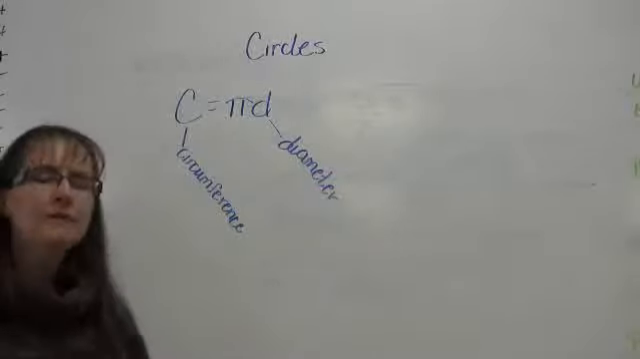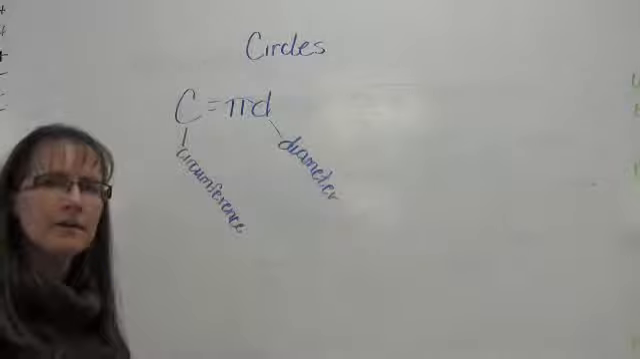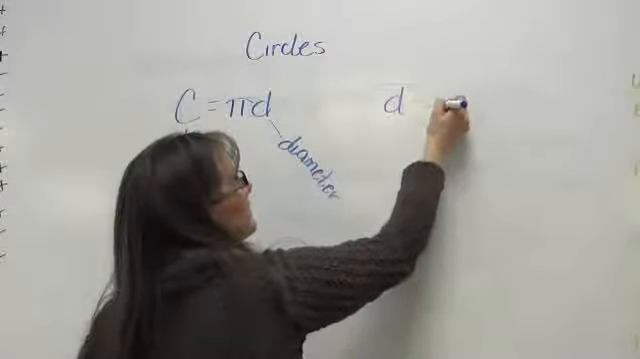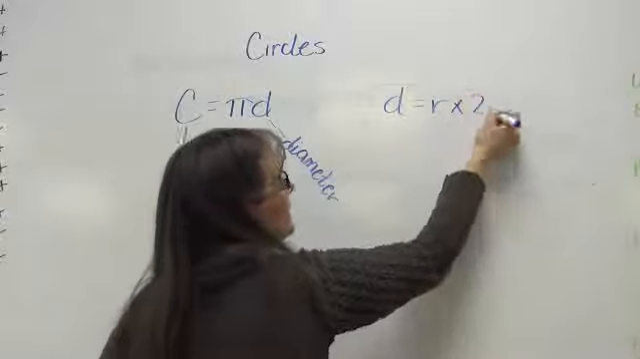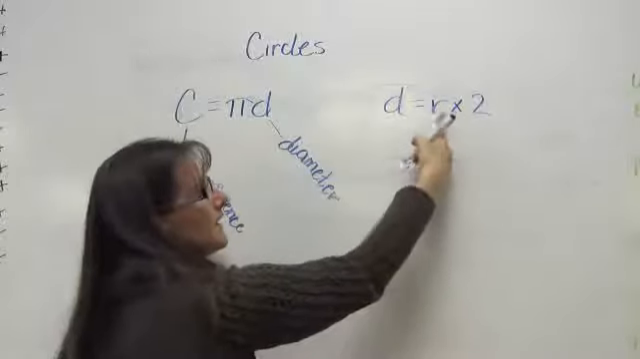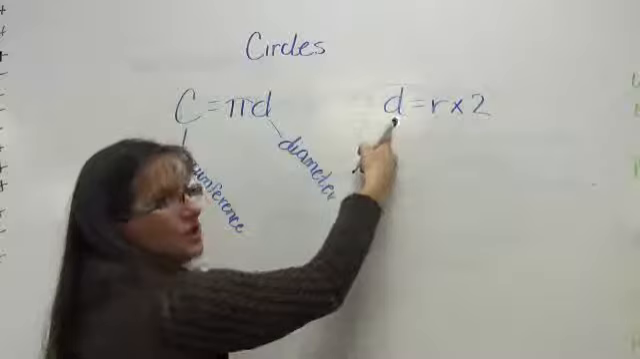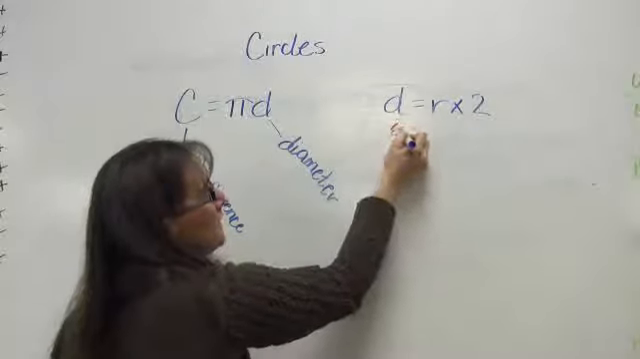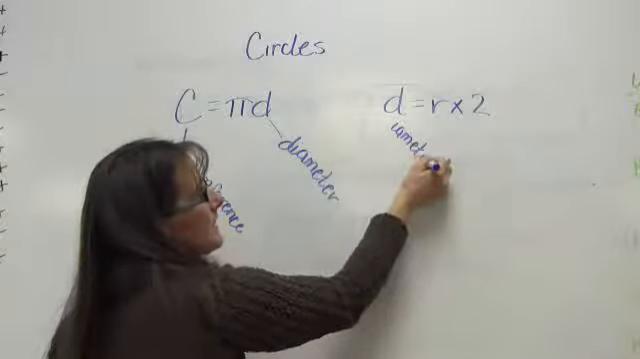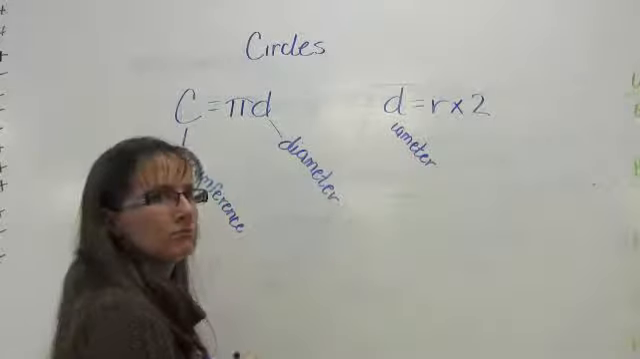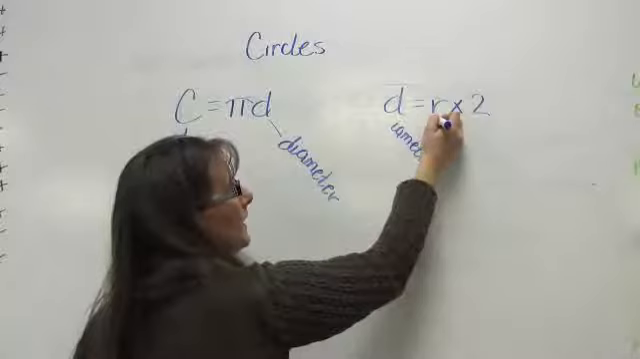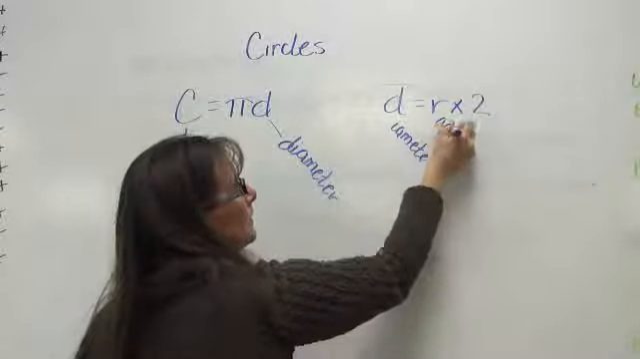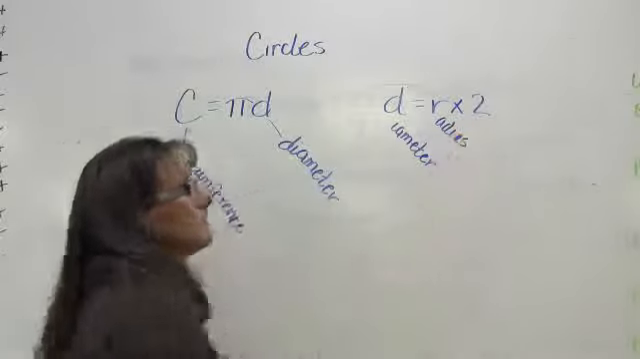Well, what happens if they give me radius instead of diameter? Well, I would just want to change that radius. I'll take it times 2, and that would change it into its diameter. So again, if I was given radius and I needed a diameter, I would just simply multiply it by 2, because diameter is equal to radius times 2.